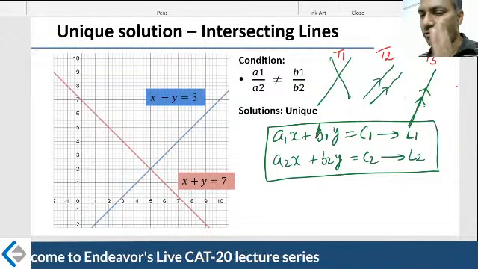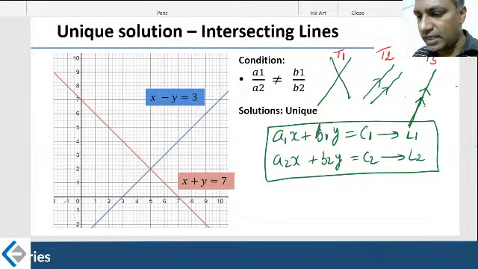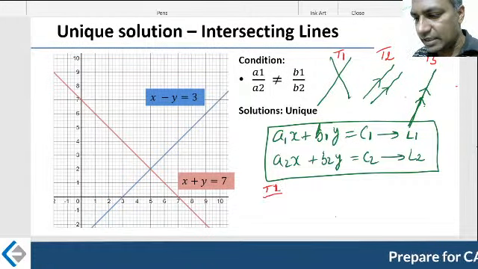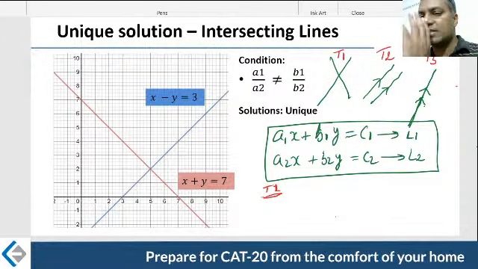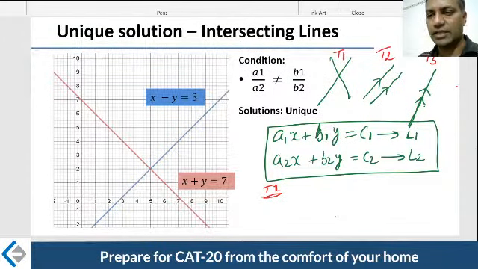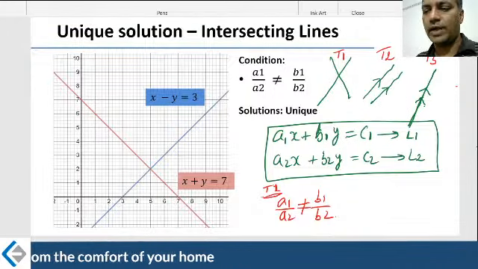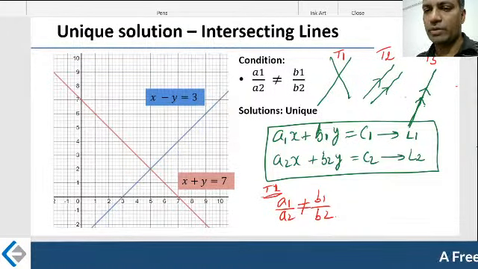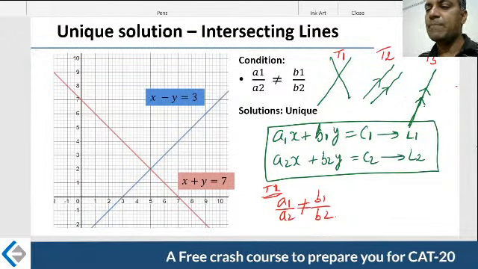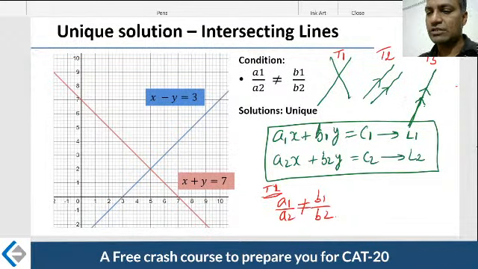So for the first condition, type 1, what is it? Intersecting line. At one look at the equation, I'll be able to understand that fact. For the intersecting line, the condition is a1 by a2 should not be equal to b1 by b2. What is a1 by a2? The ratio of coefficient of x should not be equal to the ratio of coefficient of y. If a1 by a2 is not equal to b1 by b2, the lines would definitely meet. They are no more parallel. The lines are definitely going to meet.